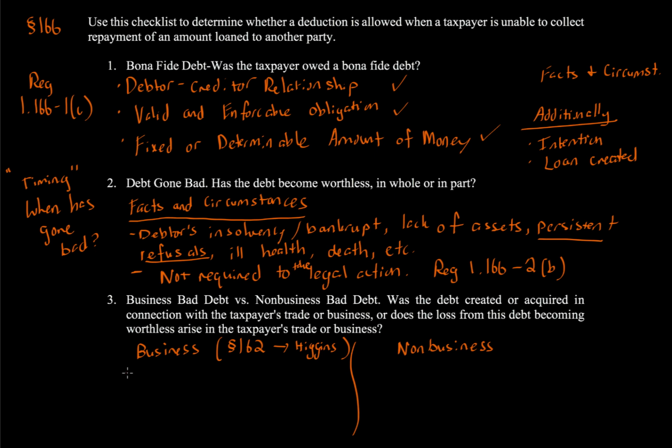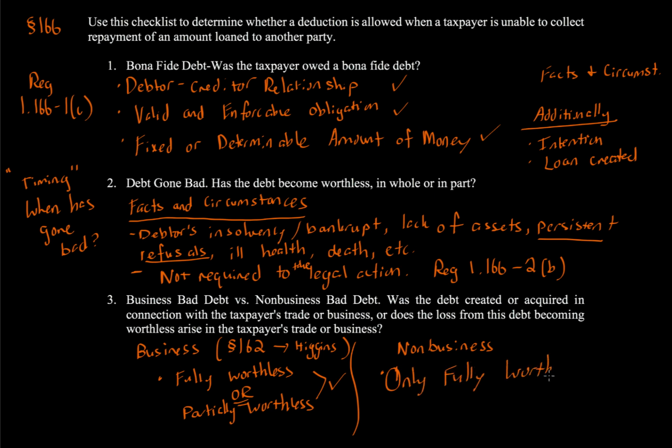So if it's a business bad debt, it can be deducted whether it's fully worthless or partially worthless. Again, if you meet the first two criteria, if it's fully worthless or partially worthless, then you're good. But if it's non-business, only fully worthless bad debt can be deducted. Partially worthless bad debt cannot be deducted. So if it's partially worthless, you have to wait until it becomes fully worthless.